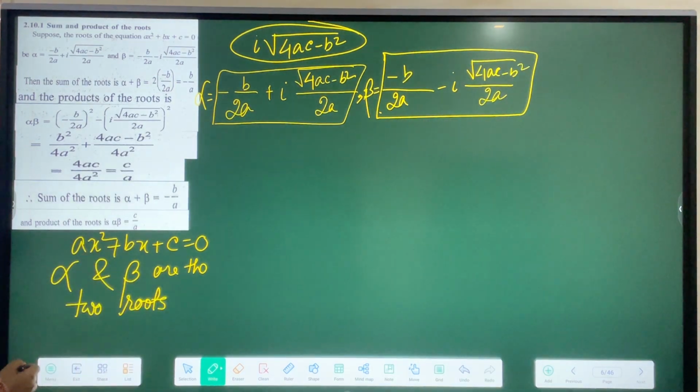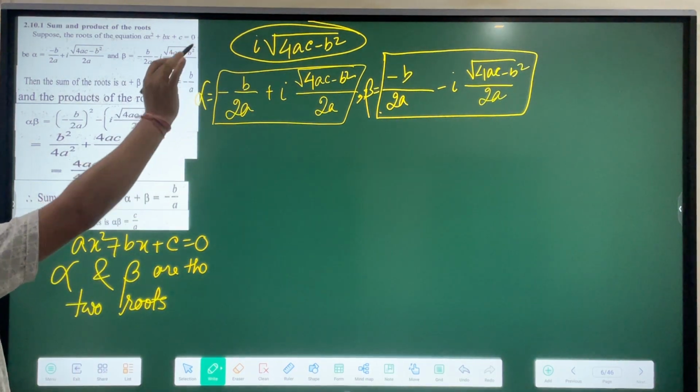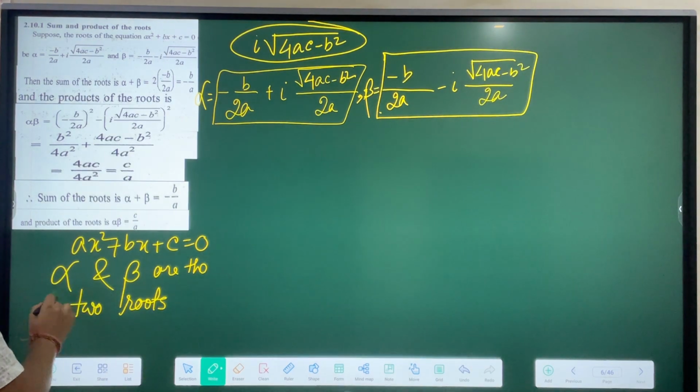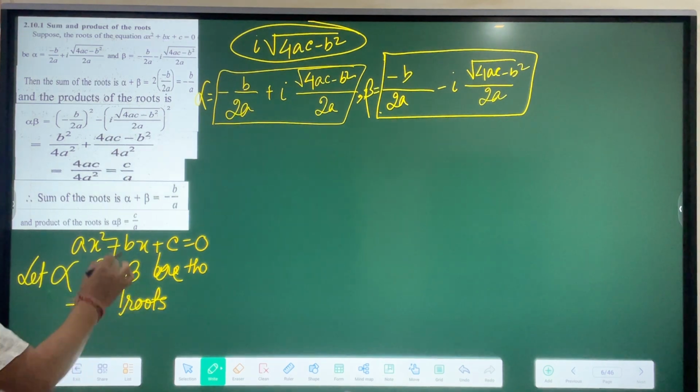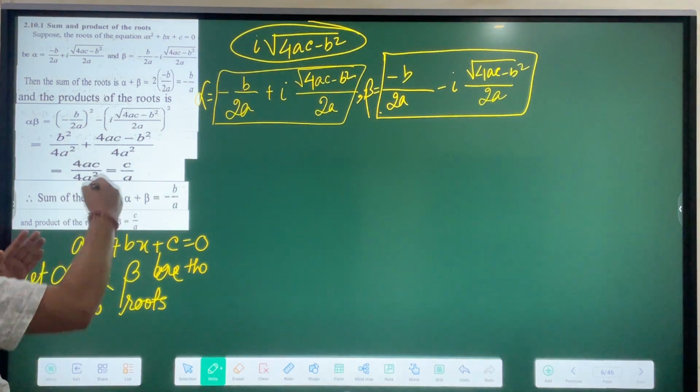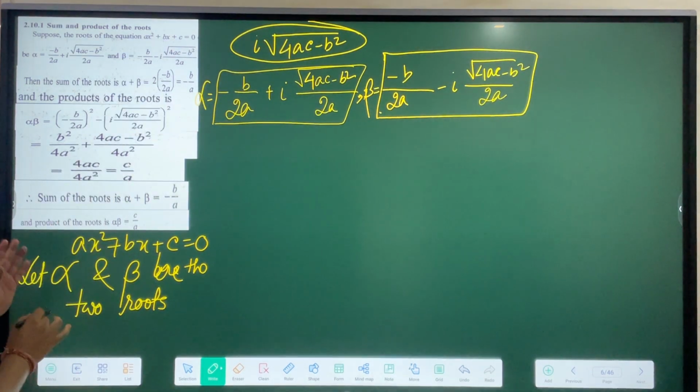Two roots. What is alpha? This is alpha. This is beta. We have taken left. Let alpha and beta be the two roots of this equation. So by applying the formula, we know this. We already got it on the first page.